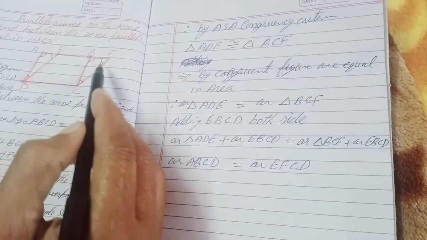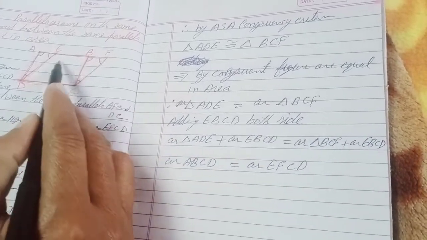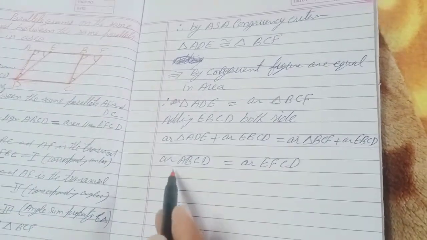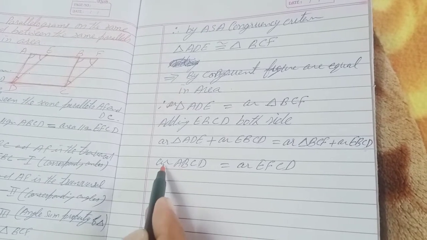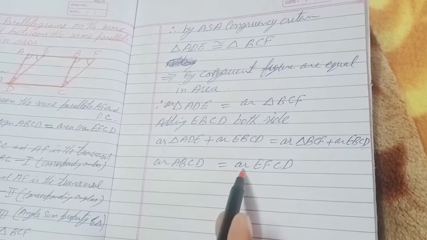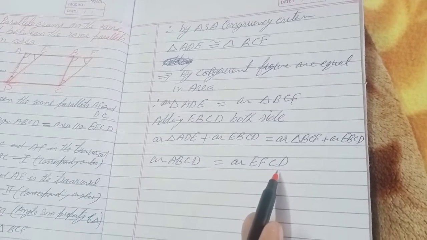And similarly, when this is added to this, we have EFCD. So we have proved that area of parallelogram ABCD is equal to area of parallelogram EFCD. This is what we were given to prove.